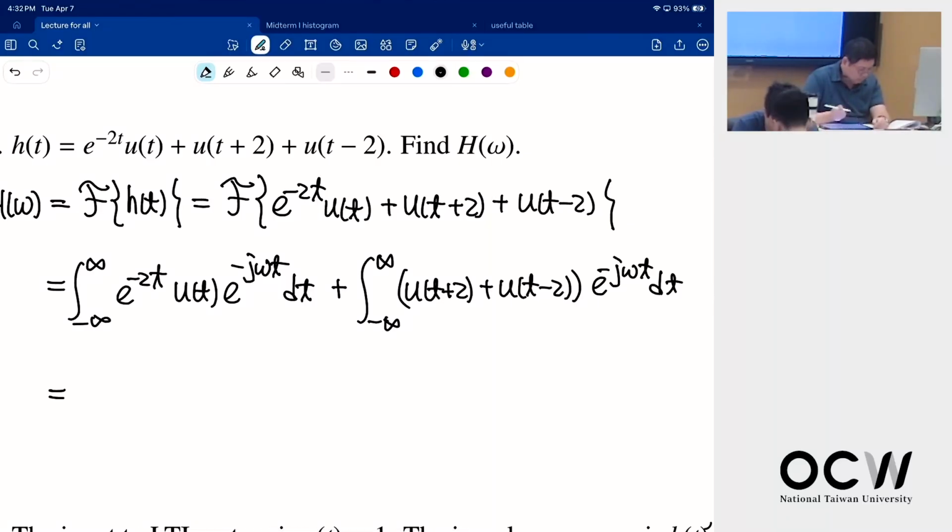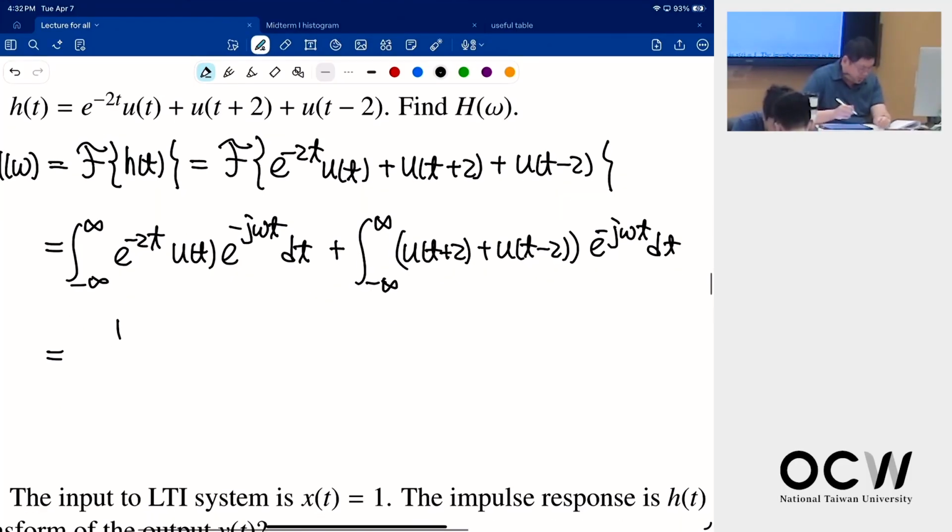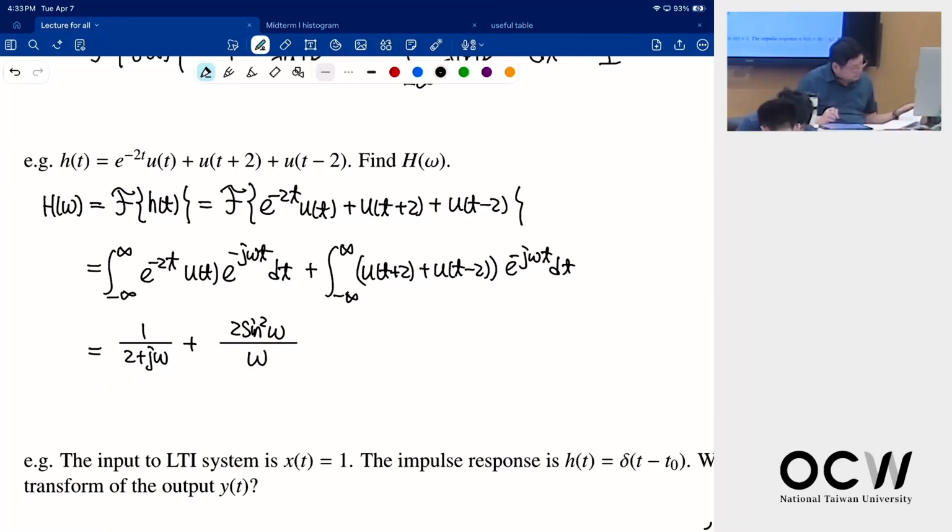You can either check the table or you really do the integration. Okay, I just give you the answer. We won't focus too much time on this. It's just a routine calculation. All right.